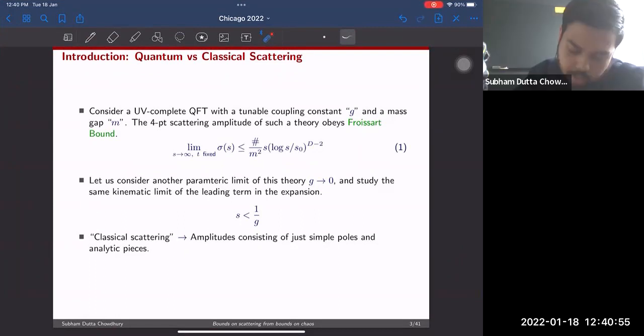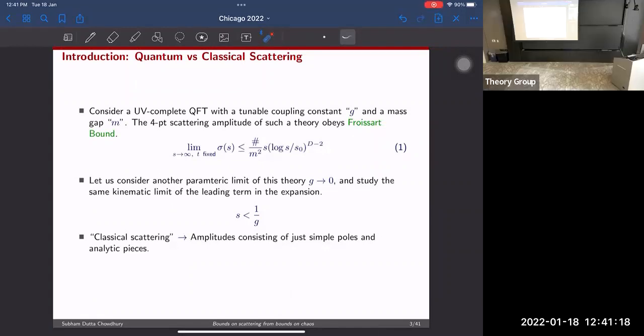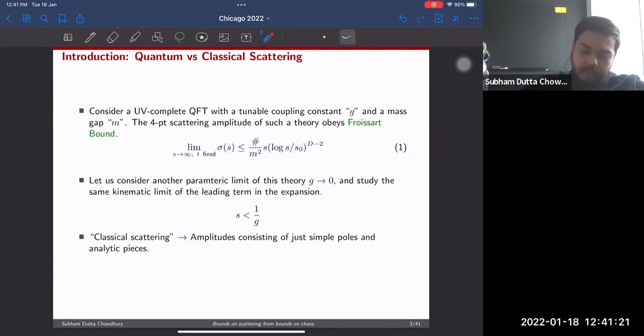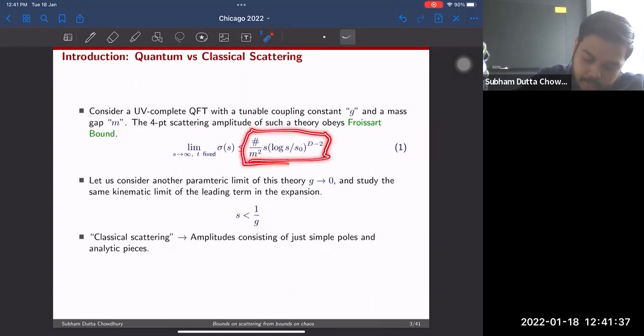So let me set up some background regarding what sort of bounds I'm talking about. Usually we're familiar with the Froissart bound. Let me explain what that is. Suppose that we have a UV complete QFT with a tunable coupling constant and a mass gap. That mass gap is important. Then the 4-point scattering amplitude for such a theory obeys what is known as the Froissart bound. If you look at the cross section, in the large-s fixed-t behavior, the cross section is given by this sort of behavior, where you see the mass gap featuring in the bound.